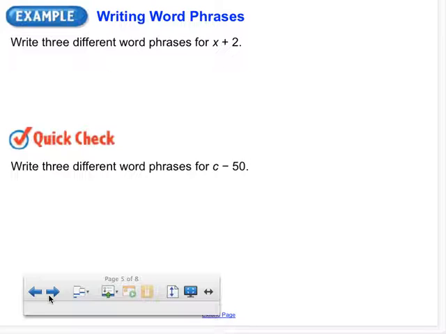Instead of using the variable x, say "a number." Just say "a number," not replace it with a number. Just say the phrase "a number," because we don't know what x is, right? Do you understand what I'm saying? So I'll give you an example: a number 2 more than a number. You understand?